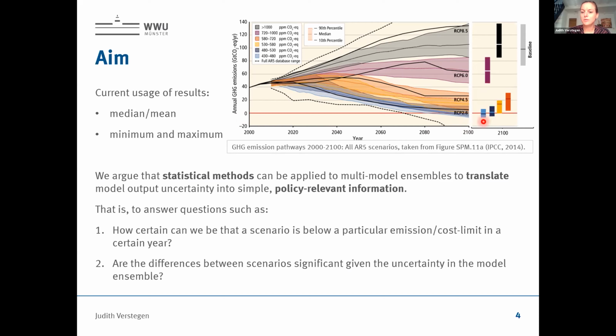In the second question, it's more about the differences between scenarios. So the question would be, for example, is the difference between the range in light blue and the range in dark blue actually significant given the uncertainty?